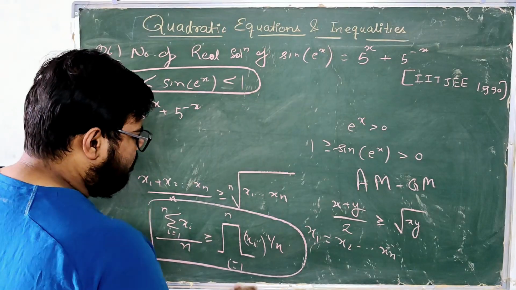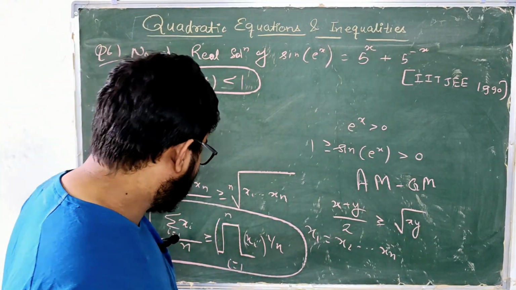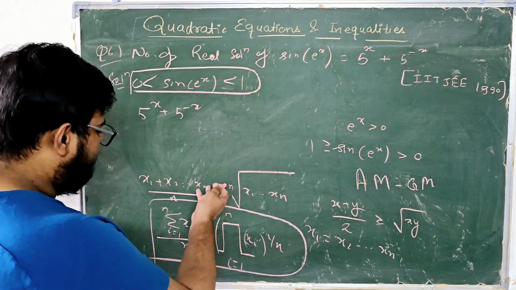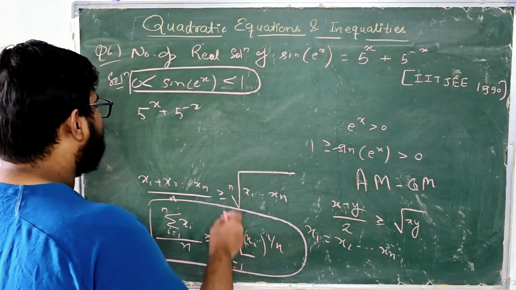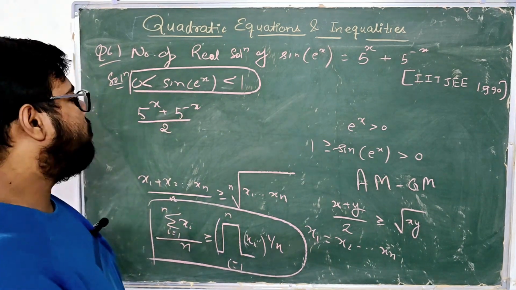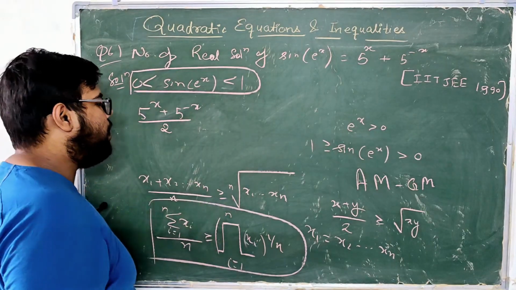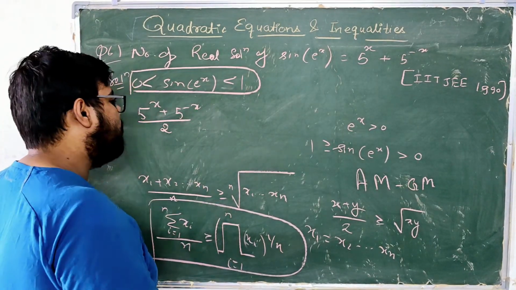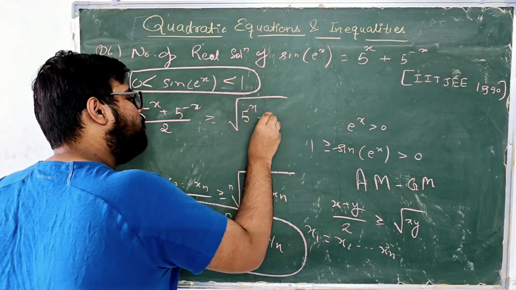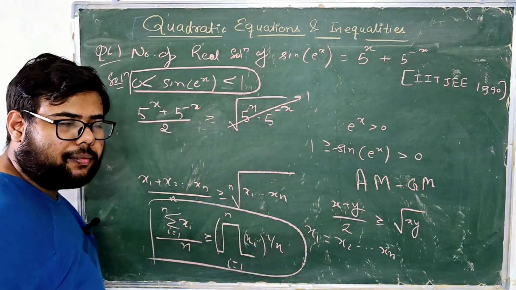Or simply the whole raised to power 1 by n, whatever it may be. So this is another way to write this, but that doesn't matter. So let's apply AM-GM. Over here we have a as 5 raised to power x and b as 5 raised to power negative x. It is greater than or equal to the square root of 5 to the x into 5 raised to power negative x, which is clearly equal to 1.